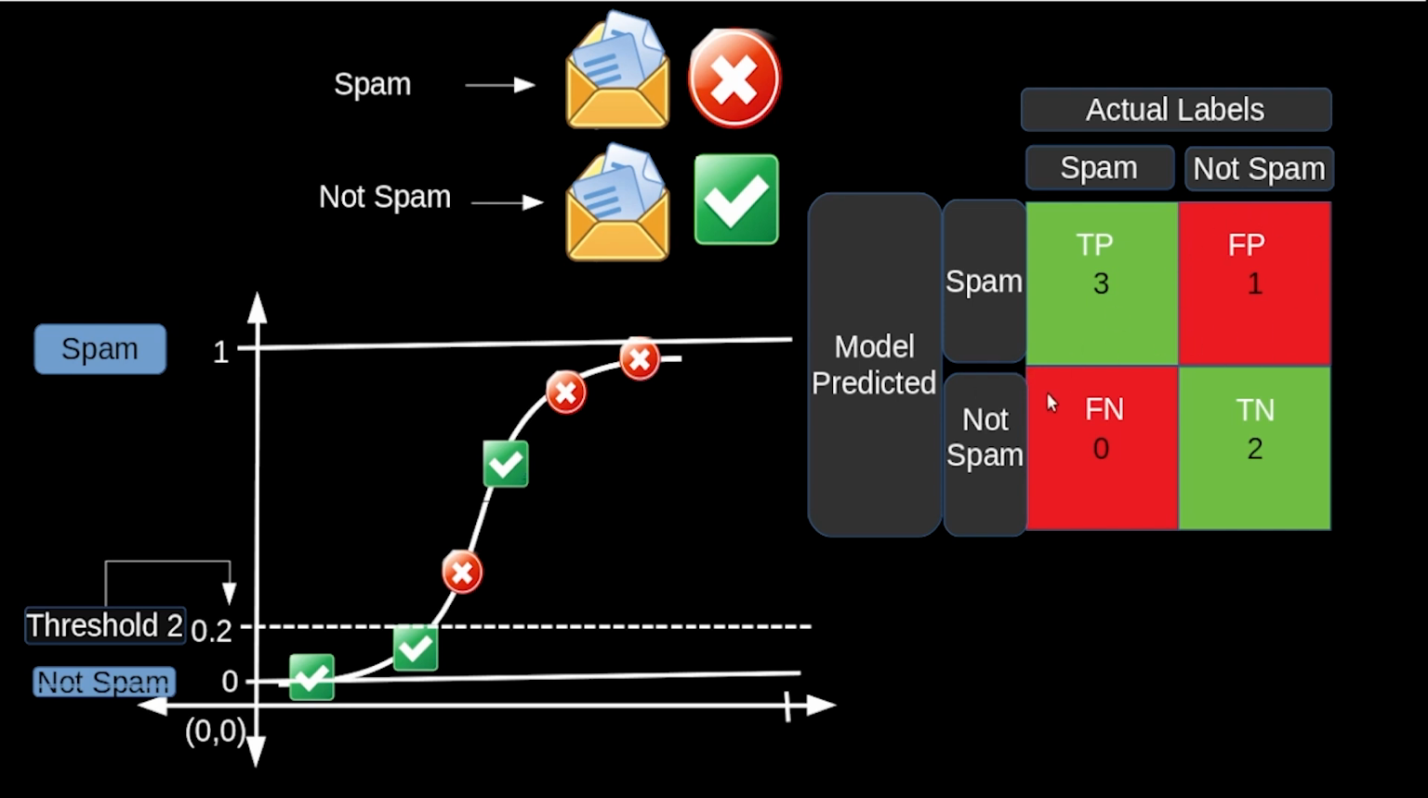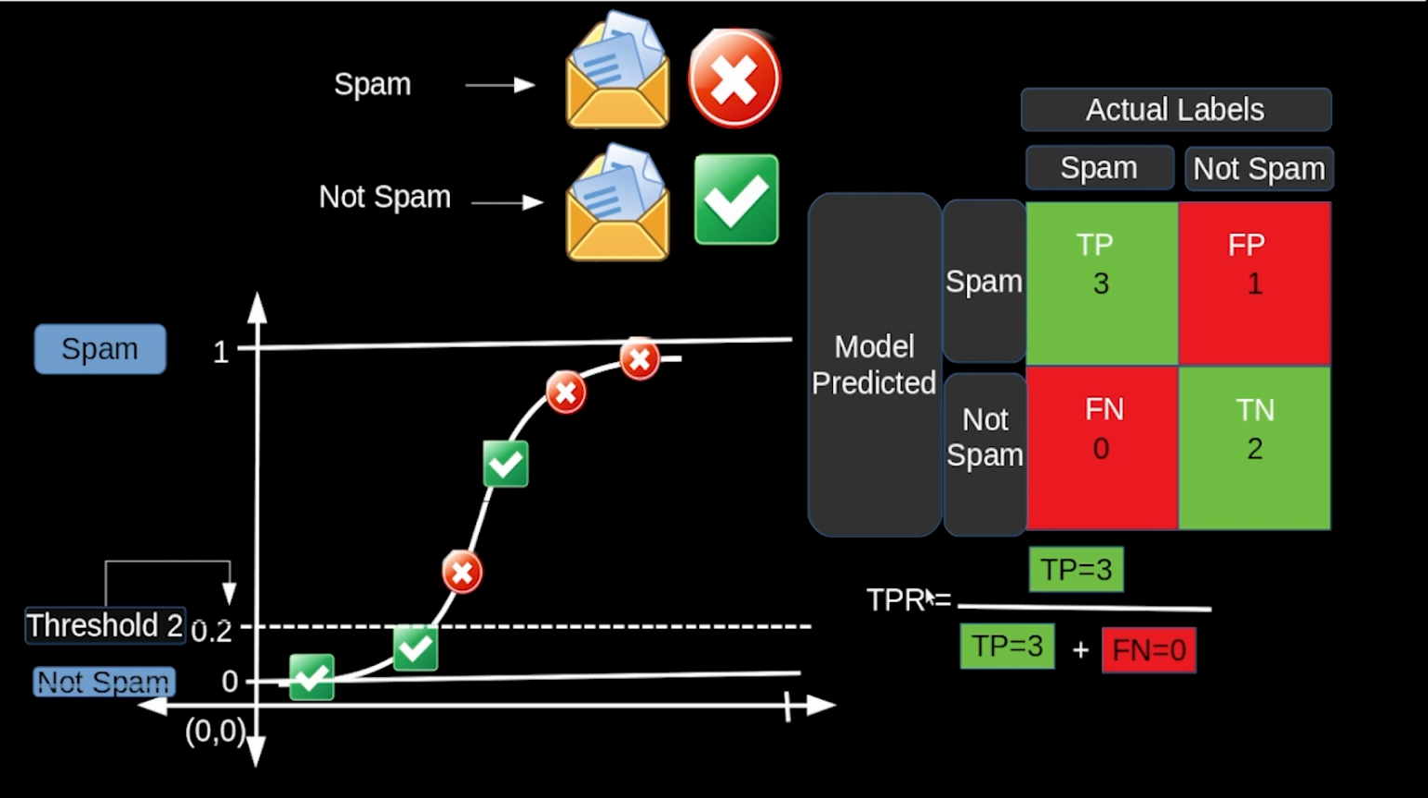So we have one false positive, zero false negatives because there is no sample which actually belongs to the spam class and is classified as not spam at threshold 0.2. And true negatives are 2. Here you can see this is the first and this is the second. These are the two data samples which originally belong to the not spam class, and at threshold 0.2 they are also classified as not spam because their predicted probability is less than 0.2.